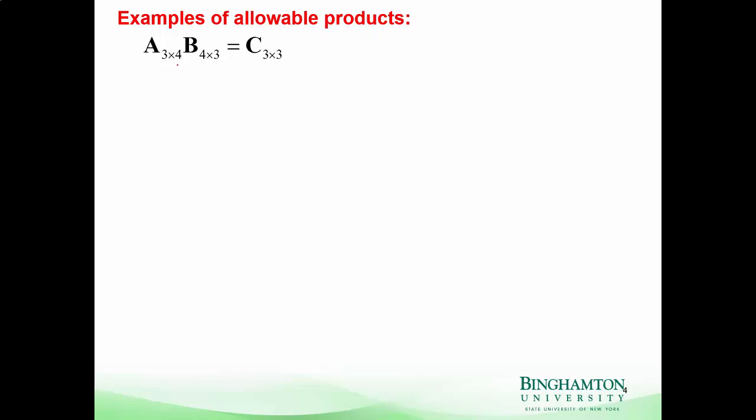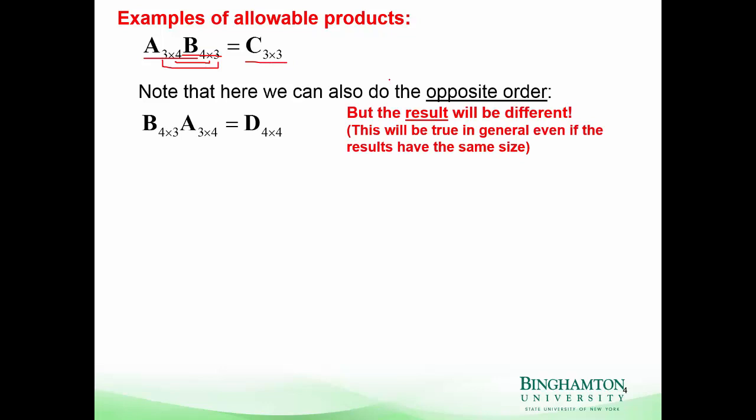So here are some examples of allowable products. This is allowable because we've got 4 and 4 on the inside. And we see that in this case we end up with a square matrix, 3 by 3. So this is kind of interesting. We can take a rectangular matrix times a rectangular matrix and get a square matrix out of it.